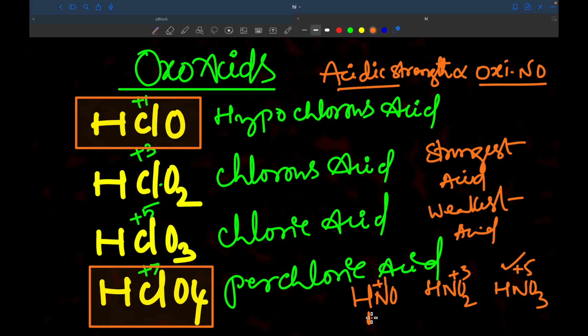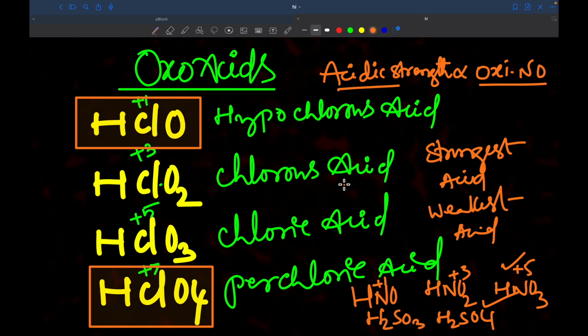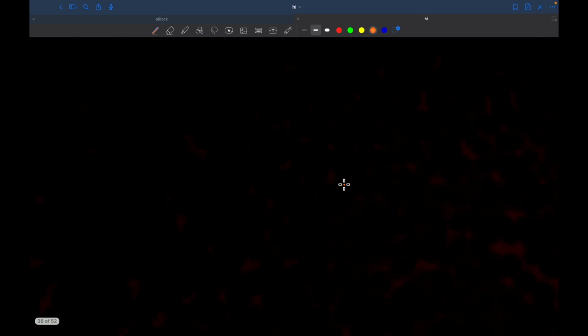Yes, sir. Any acid, like H2SO3, H2SO4. So which one is the strongest acid? The acid containing a non-metal in its highest oxidation state is the strongest acid. So we can apply this relation to any acid. If the same non-metal is present and has more than one oxo acid, the highest one is the strongest acid.